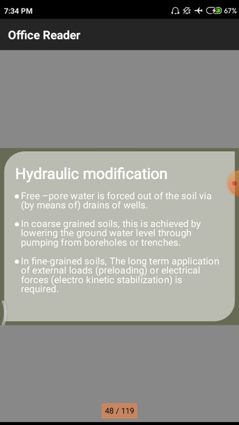And the next point is fine grained soils. Long term application of external loads or electrical forces is required. In the previous case, coarse grained soils, we used less external force because of the huge number of voids, so water flows through those voids and is easily drained off. But in the case of fine grained soils like clay soils and silty soils, we have a huge number of particles and voids also, but the water does not flow through these voids, because the binding properties are very high in these fine grained soils.